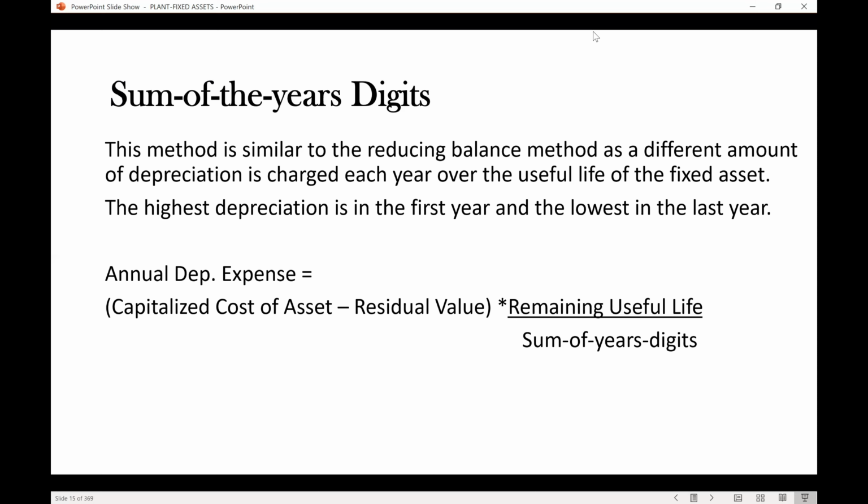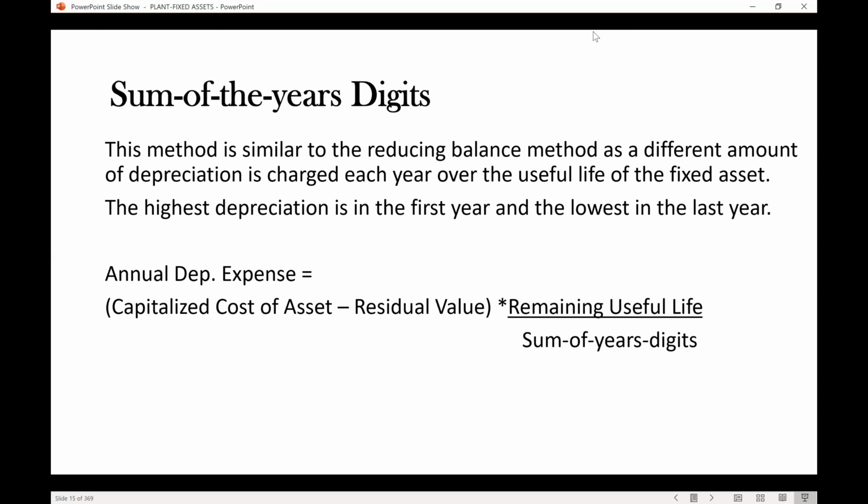So all it is, is really summing the years' digits. So you'll have it for 3 years, then after 3 years, you'll have it for another 2 years, then after that, you'll have it for 1 year. So you're summing those digits. If you had it for 4 years, you'll be summing 4, 3, 2, and 1, and so on and so forth, right? And then you'll be putting over that on each year.